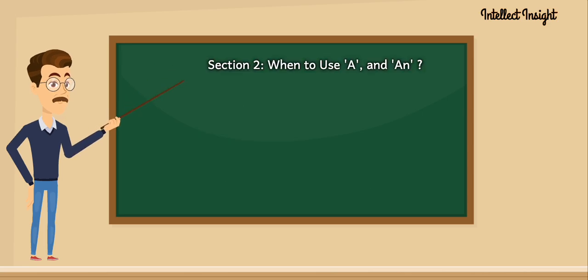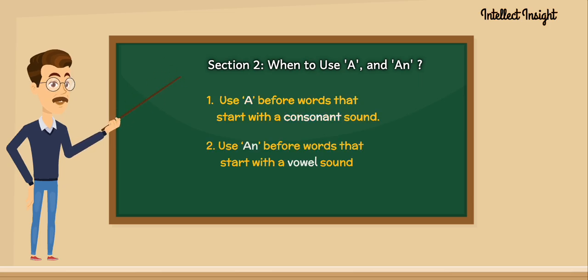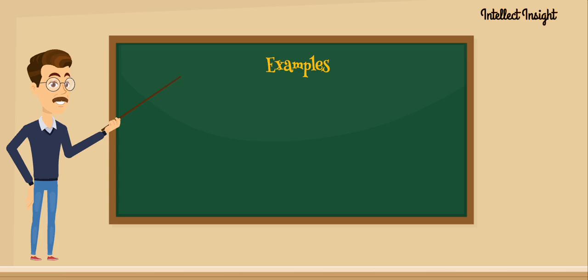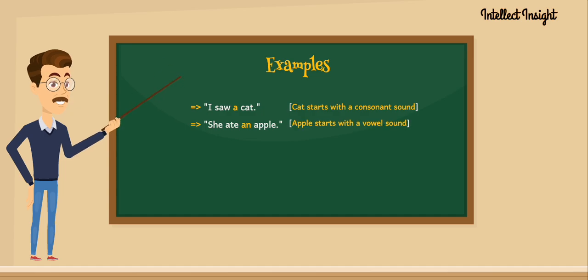Section 2. When to use a and an. Use a before words that start with a consonant sound and use an before words that start with a vowel sound: A, E, I, O, U. For example, I saw a cat. Cat starts with a consonant sound. She ate an apple. Apple starts with a vowel sound.